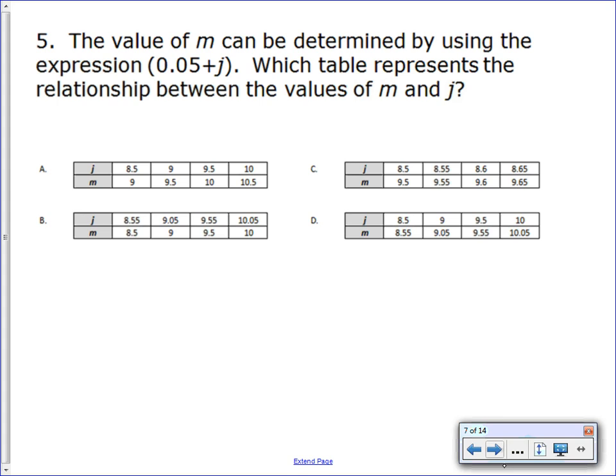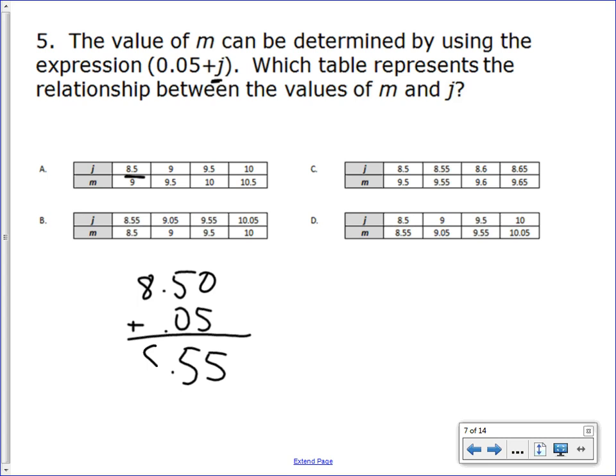Number 5, when you're looking at relationships like this and they give you values for J and M, they're saying to actually put the number for J into the equation, and then what you get out will be your M. So if I take 8.5 and add 0.05 or 5/100 to that, I'm going to end up with 8 55/100. So immediately I can eliminate A, C, and D. And B is your answer.